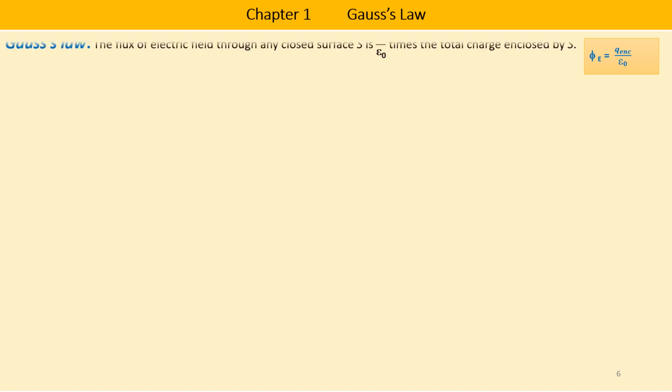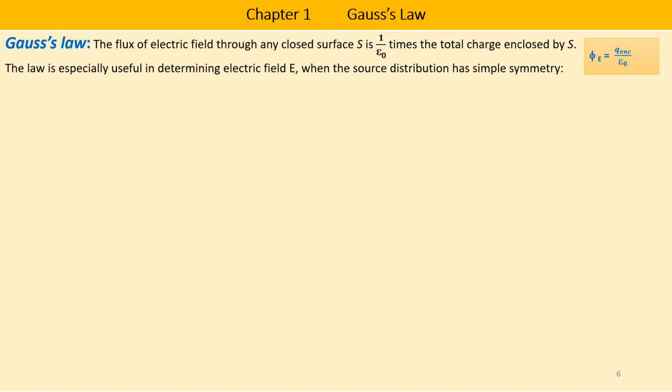Gauss law. Gauss theorem states that total outward electric flux through a closed surface is 1 over epsilon naught times the charge enclosed by the closed surface. Thus, Gauss law is the flux of electric field through any closed surface S is 1 over epsilon naught times the total charge enclosed by the surface S.